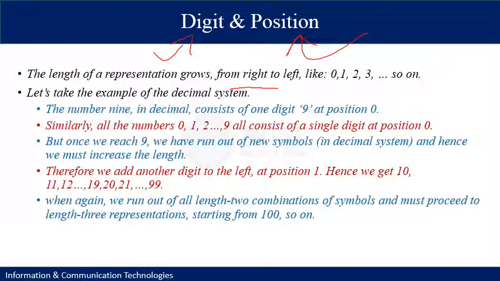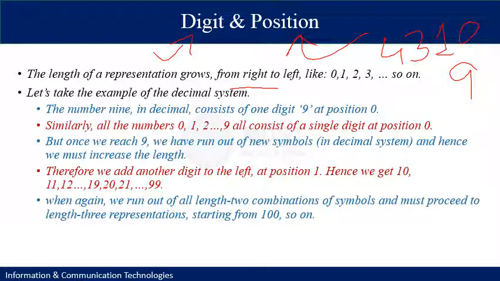For example, if we have this number, it has the length 1, and if you grow it into the left side, it has the length 2, it has the length 3 now, it has the length 4 now. So let's take the example of a decimal system. The number 9 in the decimal consists of one digit 9 located at position 0. Similarly, all the numbers from 0 to 9 consist of a single digit located at position 0.